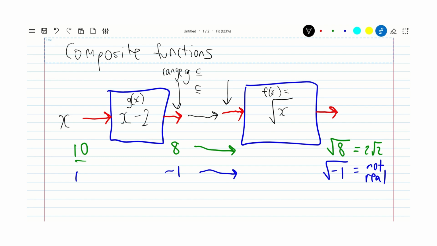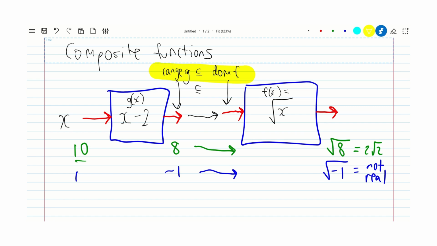And what are the values that go into f of x? That's the domain of f. So as long as that is true, then the machine will work. As long as the values that come out of g are equal to or smaller than the range of values that can go into the domain of f, this will work.